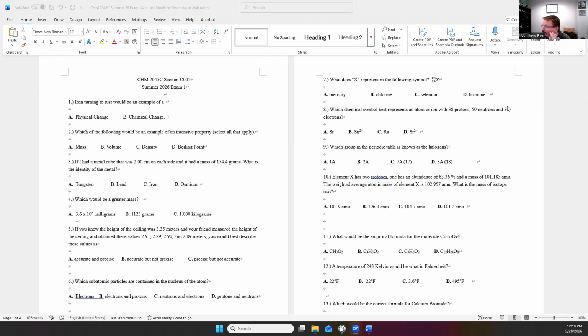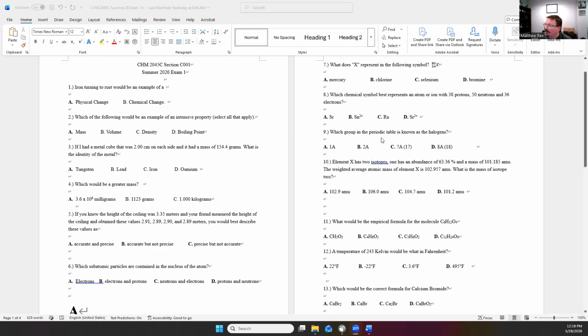I just want the chemical symbol, but we do have less electrons than we do protons. We have 2 less, so we should have strontium specifically with a 2 plus charge. So that was the answer you're looking for there, Sr 2 plus.